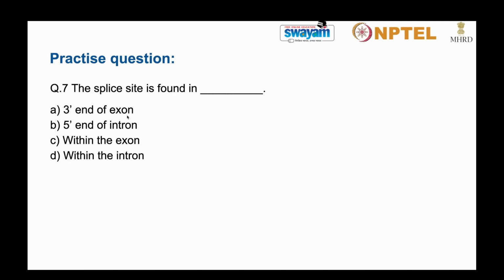First is the 3' end of the exon. Second option is the 5' end of the intron. Third option is within the exon. And the fourth option is within the intron. So, what do you think? Where is the splice site found in the RNA or the precursor RNA?